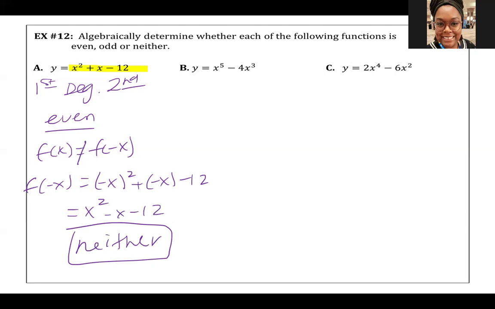All right, so that's how you do it for an even. Now we're going to look at an example for an odd. I'm going to draw a line so that my work doesn't overlap.